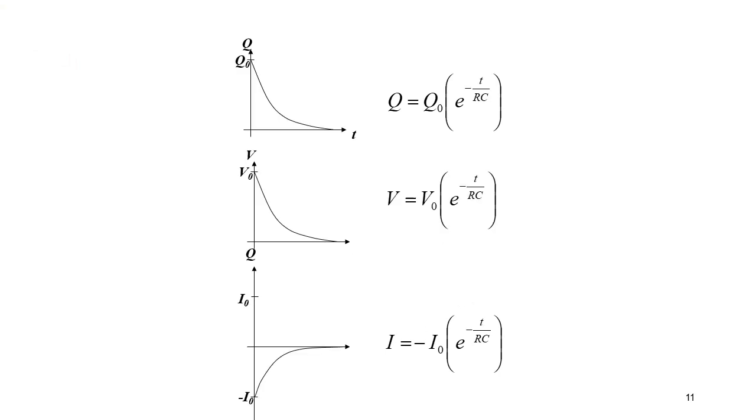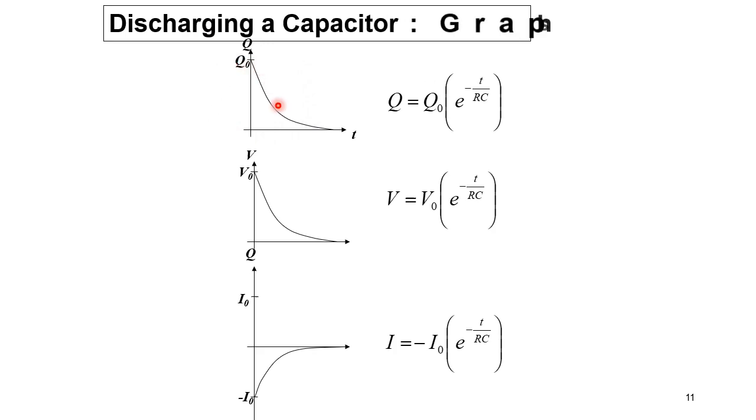This is the graph for a discharging capacitor. For Q against T, the charge decreases exponentially with time. For V it is the same, decreasing exponentially with time. But for I against T, the graph is negative. The negative I naught decreases exponentially with time, but at negative I naught.